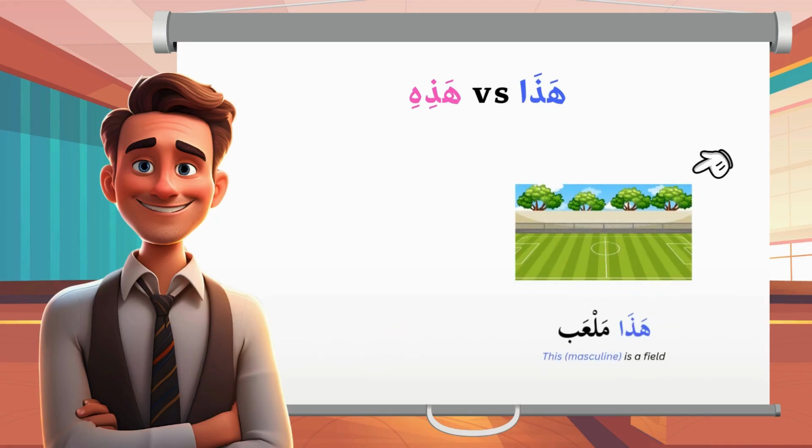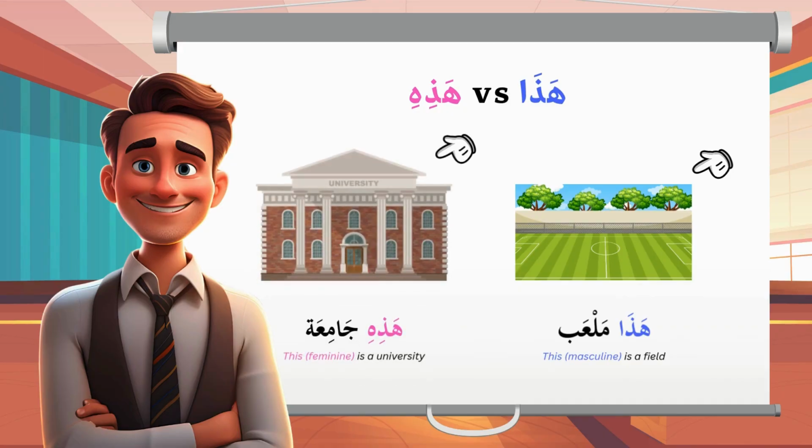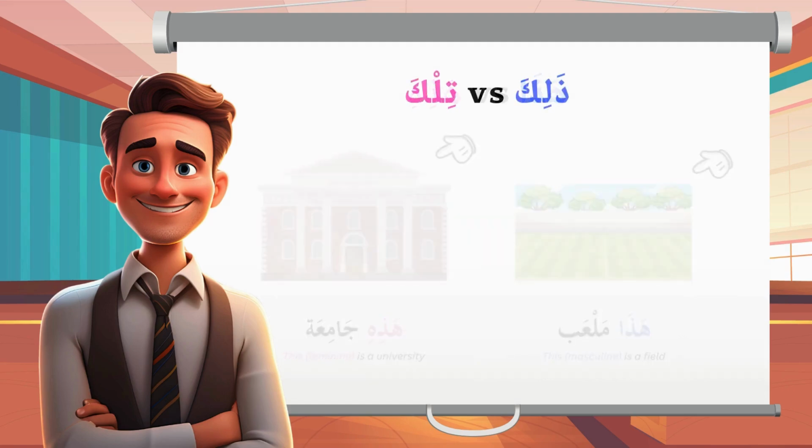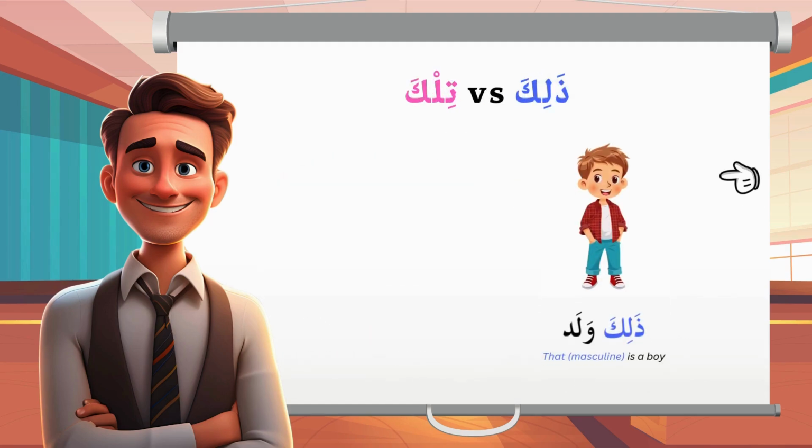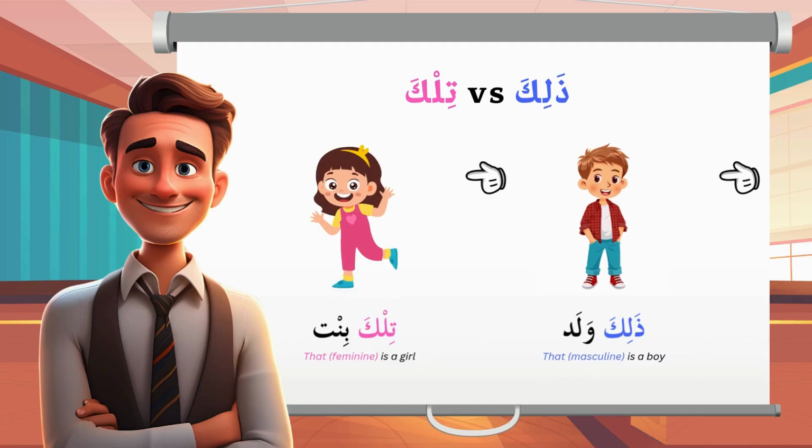هذا ملعب. This is a field. هذه جامعة. This is a university. ذلك ولد. That is a boy. تلك بنت. That is a girl.